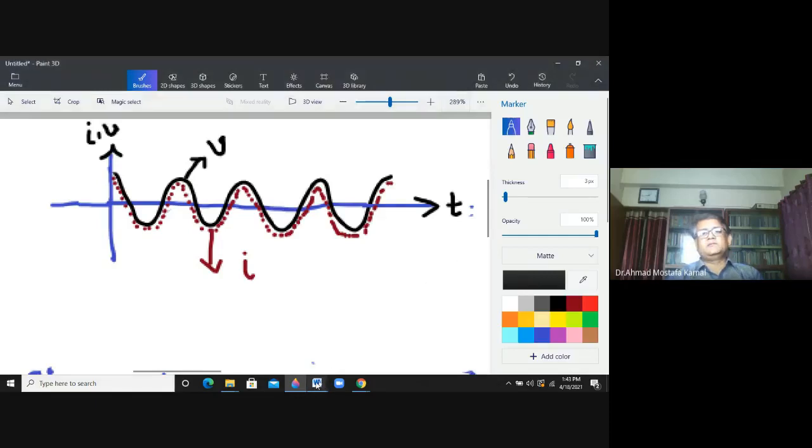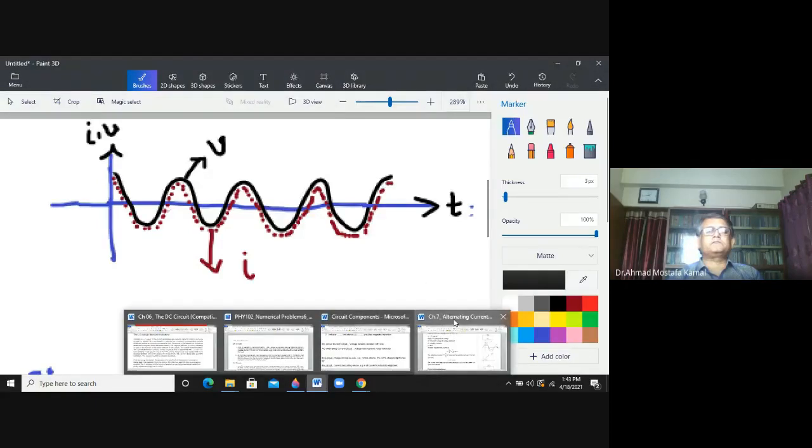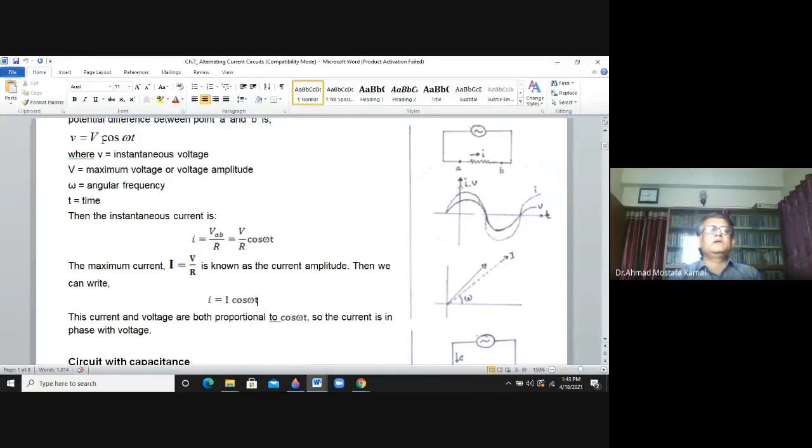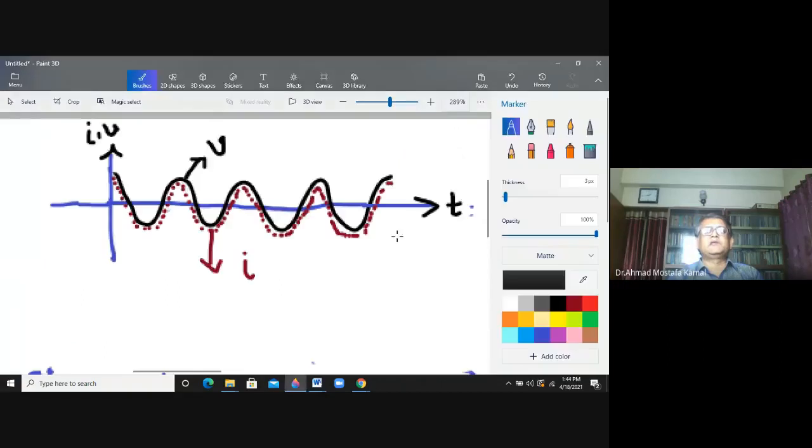Function টা কী রকম? Function হচ্ছে v equal to capital V cos omega t. Time is variable and this v is variable. So v versus t. আর এখানেও তাই, i equal to I cos omega t. So i is variable, t is variable. So i versus t. So in this case, in our circuit, it's a very simple circuit. We decided that both of them are cos functions. Therefore, they are in phase with each other. That means they move together like this.